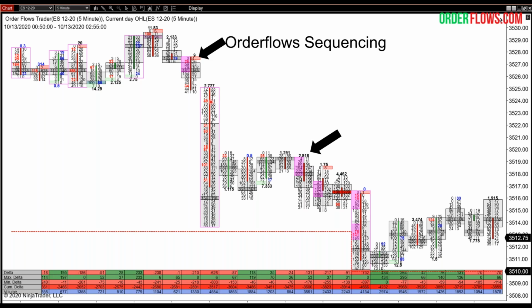Because everyone always talks about, oh, you've got to let your winners run. Well, in this case, it just drops immediately and fills you immediately. Then it went sideways. Then here's another sequencing here and here.